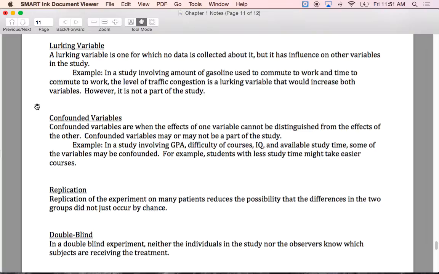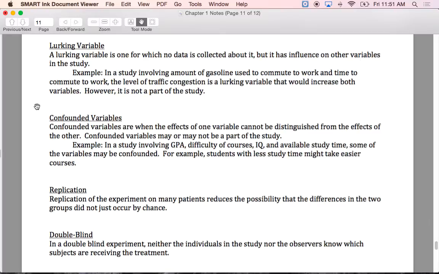Confounded variables are when the effects of one variable cannot be distinguished from the effects of the other. Confounded variables may or may not be a part of the study. So an example is a study involving GPA, difficulty of courses, IQ, and available study time. Some of the variables may be confounded. For example, students with less study time might take easier courses.